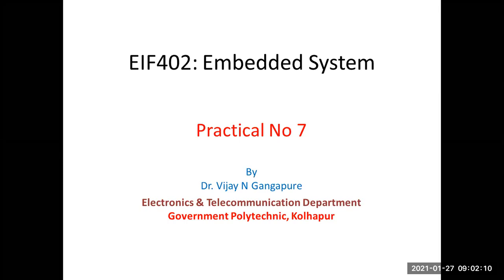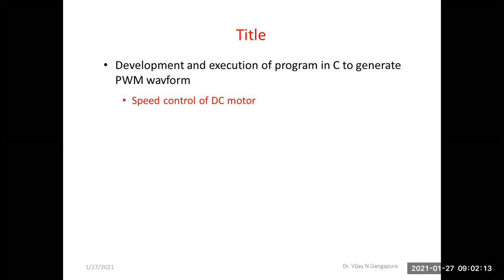So today we are going to study practical number 7. The title of this practical is development and execution of program in C to generate PWM waveform. PWM stands for pulse width modulation waveform. By using this PWM waveform, we can control the speed of DC motor. With such a PWM waveform with varying duty cycle, we can control the power being fed to the DC motor.